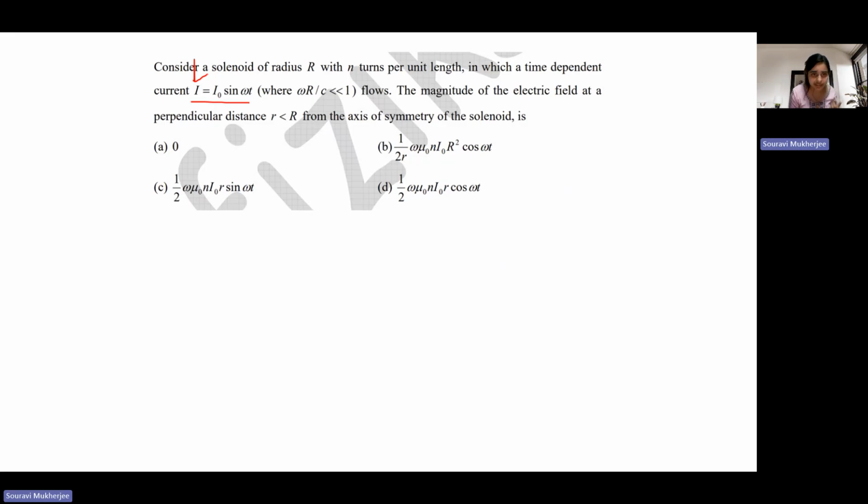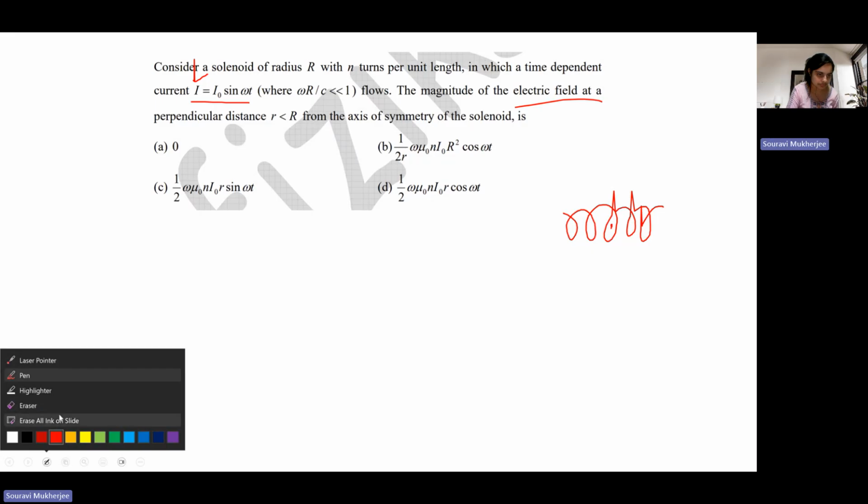Now, because the magnetic field is varying, that means the flux linked to the coil is varying. So it is asked that what is the magnitude of electric field at some perpendicular distance, some r less than R, so somewhere inside the solenoid. So basically you have a solenoid like this. Okay, you have current flowing through it, the current is fluctuating, that means the flux linked is fluctuating. So somewhere here in this region, somewhere inside, what is the magnitude of electric field? Okay, that's what is asked in the question.